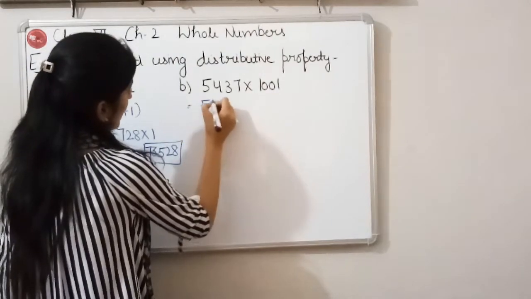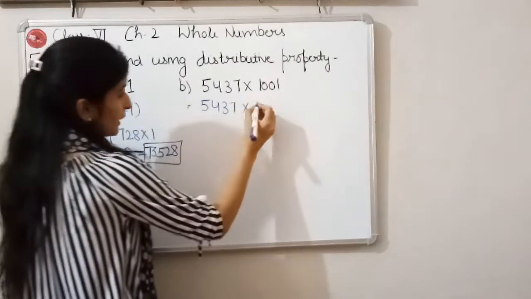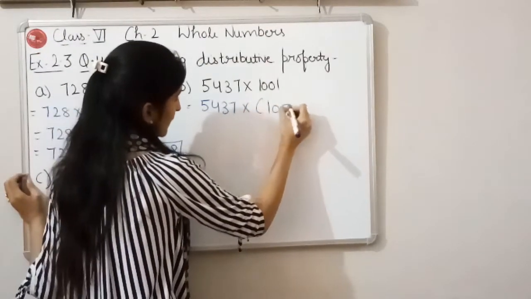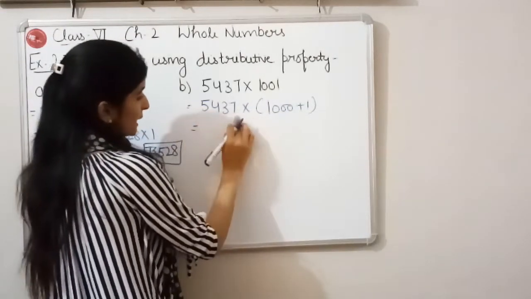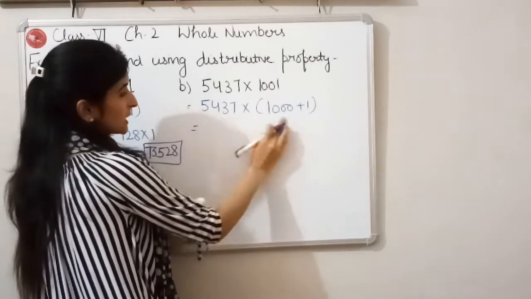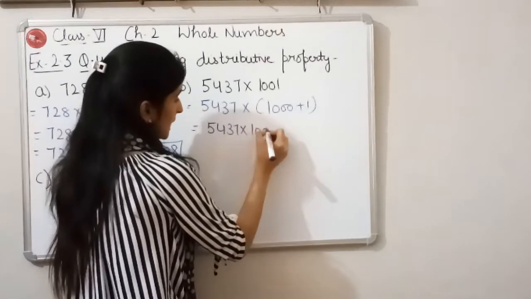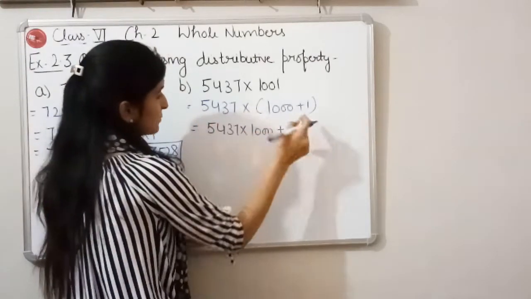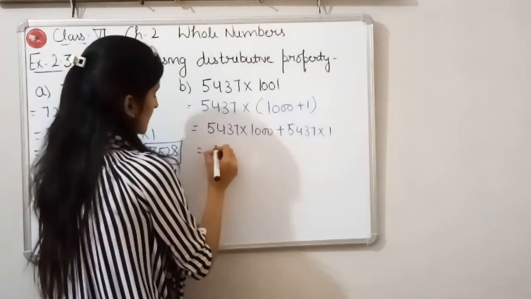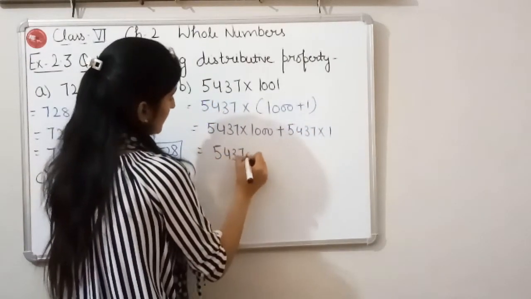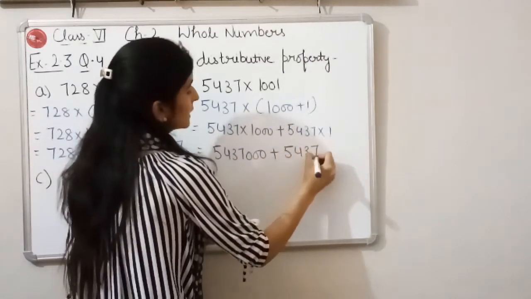Now let's move to B part. B part is 5,437 multiplied by, how can we write 1001? We can write it as 1000 plus 1. Now we will multiply firstly this 5,437 by 1000, plus then we will multiply this by 1. So this is equal to 5,437,000 plus 5,437.